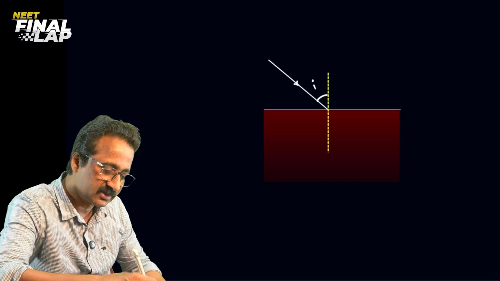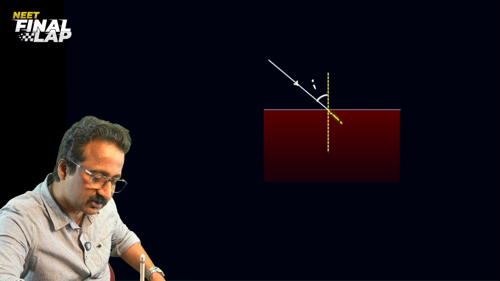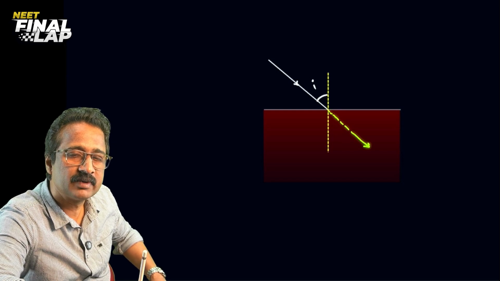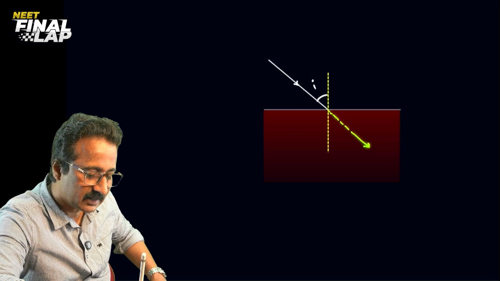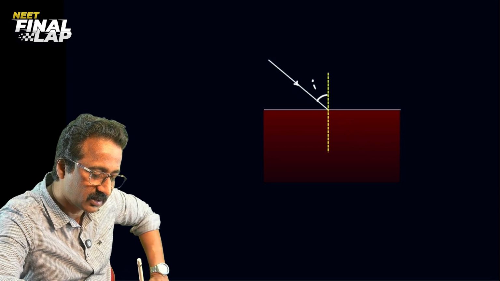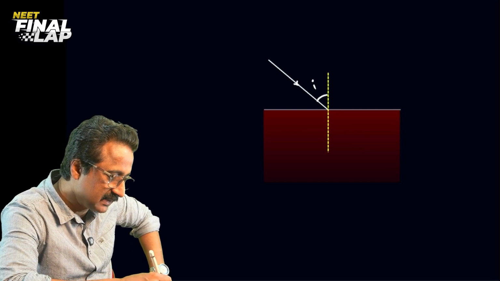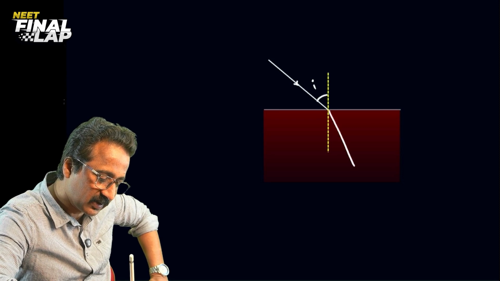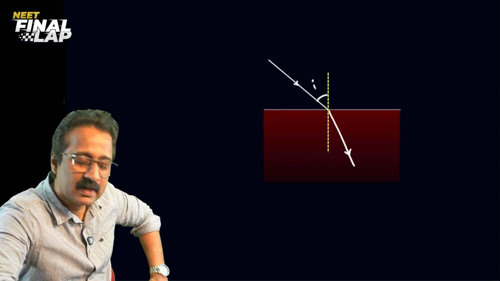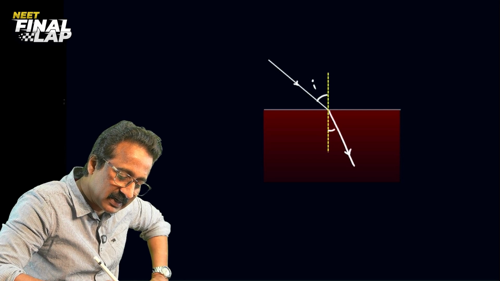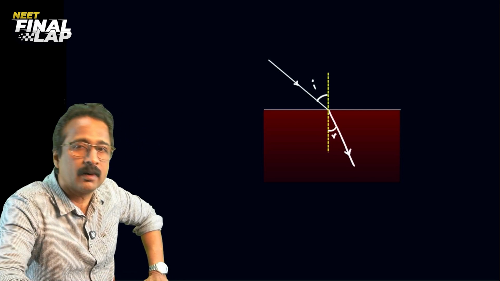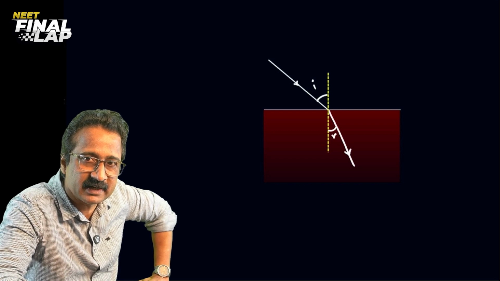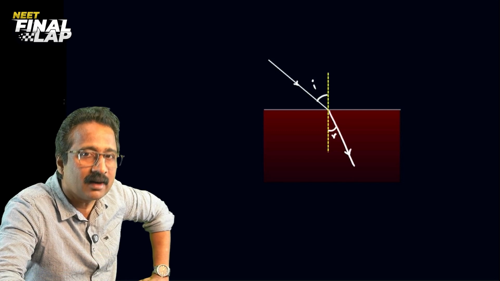Now this light ray will certainly take a bend. Instead of going straight, this is the actual path of the light ray. Whenever the medium changes, at the point of separation of these two media, there will be a bending. Let's assume that this is the way the light ray refracts. Now this refracted ray is making an angle R with the normal. The first part of the law of refraction relates I and R.